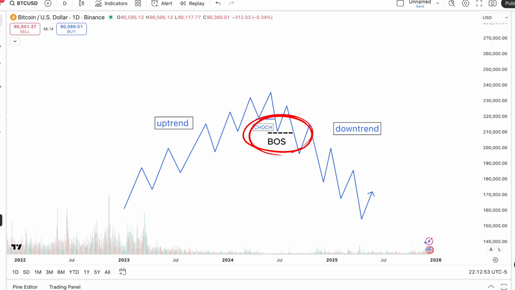If price breaks the low it made after the CHoCH, that's called a BOS, break of structure. So the sequence is: uptrend, higher highs and higher lows. The first CHoCH, a key higher low gets broken, which is your warning. The market forms a lower high. Then the BOS, price breaks down again, making this new low. This confirms the trend change from an uptrend to a downtrend.